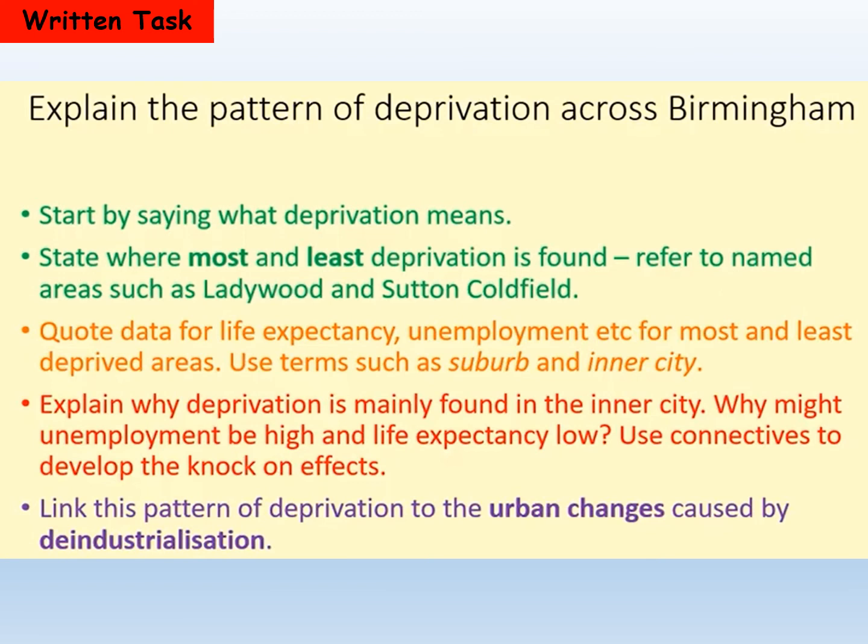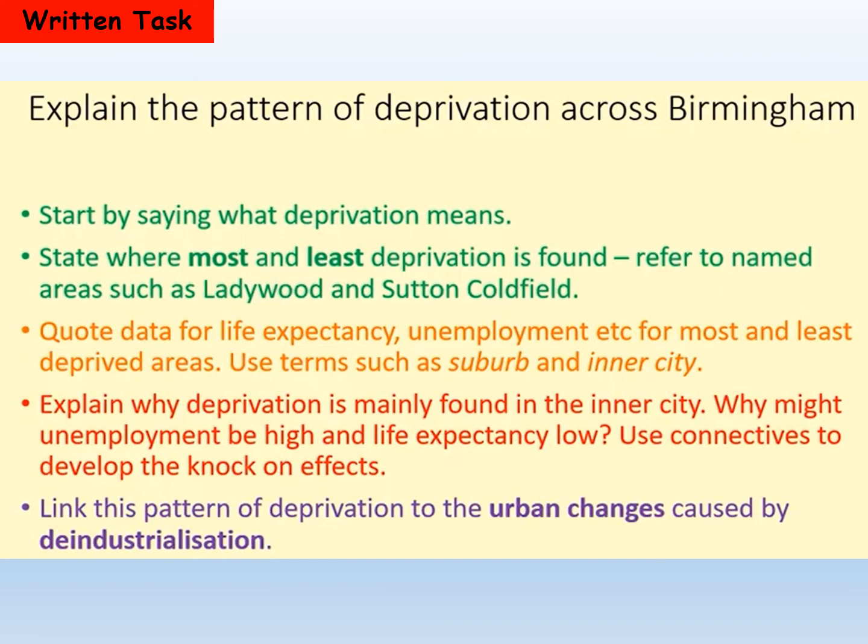What you then need to do is to quote data from those maps. So for example, you could say something along the lines of, for example, life expectancy in Ladywood is, unemployment in Ladywood is, and then you could go to the other side, however, or on the other hand, unemployment in Sutton Coldfield is much lower. For example, it is, and quote those figures. And you should also mention whether or not those locations are in the suburbs or the inner city. So hopefully by now you've realised Sutton Coldfield is in the suburbs, Ladywood is in the inner city.